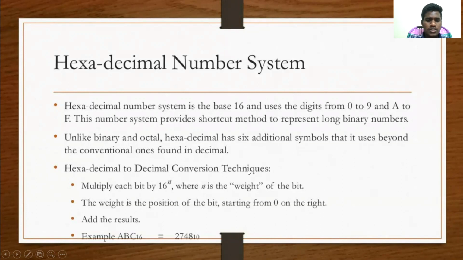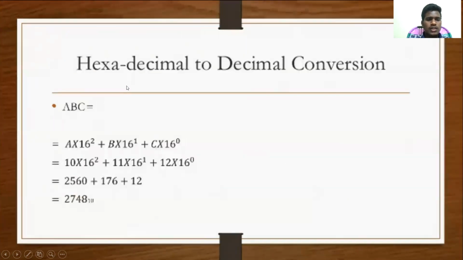Hexadecimal to decimal conversion technique: multiply each bit by 16 power n. As the base of hexadecimal is 16, we have to multiply each bit from the right side with 16 power n, where n is the weight of the bit. The weight of the bit means the position of the bit starting from 0 on the right side. Let's see with one example.